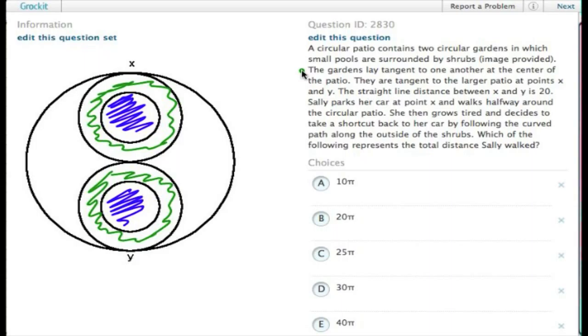Sally parks her car at point X and walks halfway around the circular patio. She then grows tired and decides to take a shortcut back to her car by following the curved path along the outskirts of the shrubs. Which of the following represents the total distance that Sally walked?